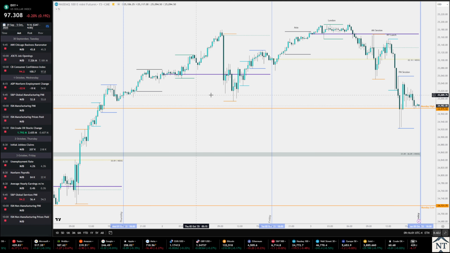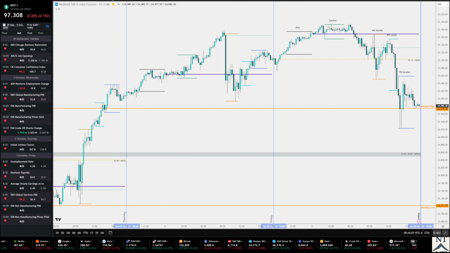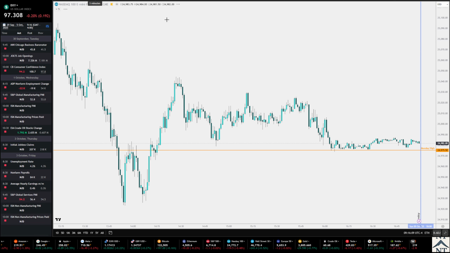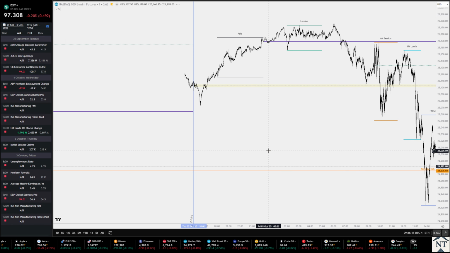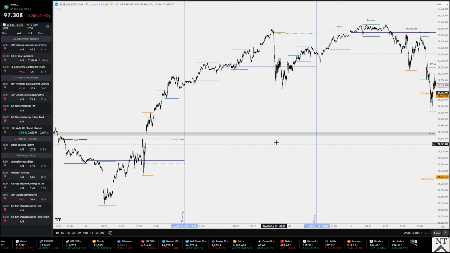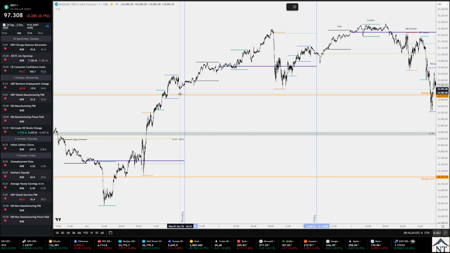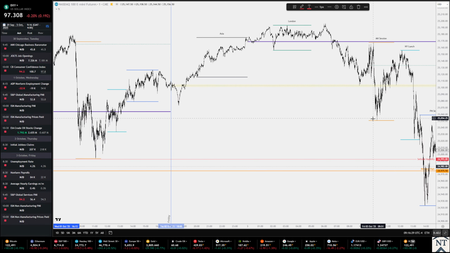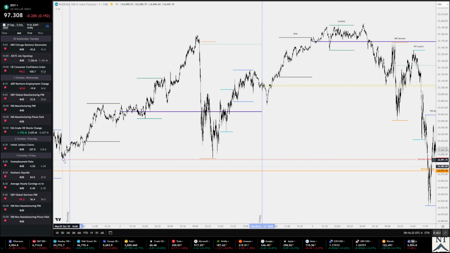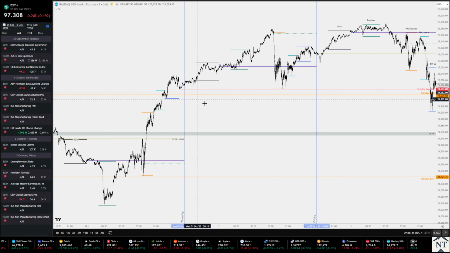Let's see the short we could have taken. This was the sell side liquidity I targeted. Sell side. As you can see, these are relative equal lows. Previous day low and relative equal lows with this low over here.